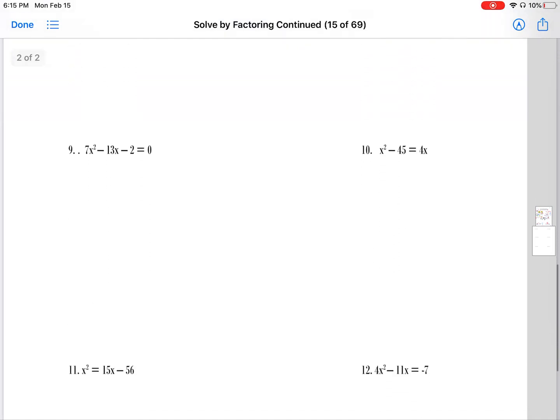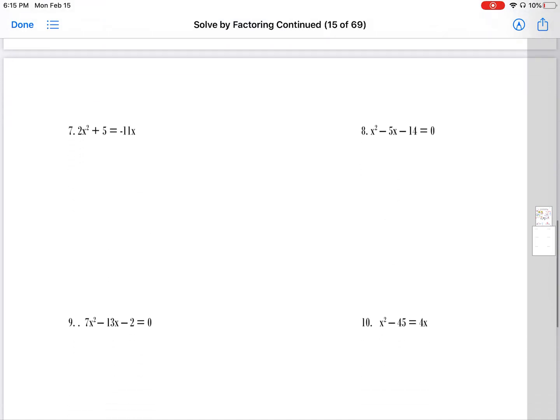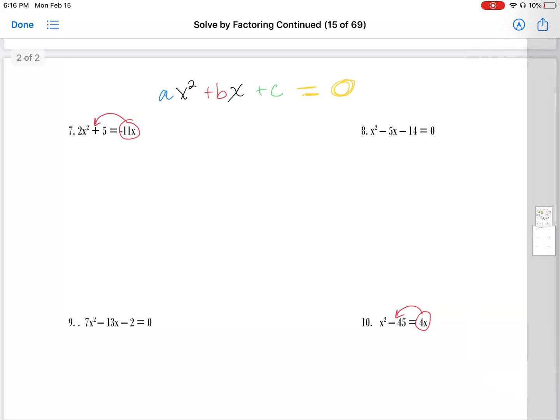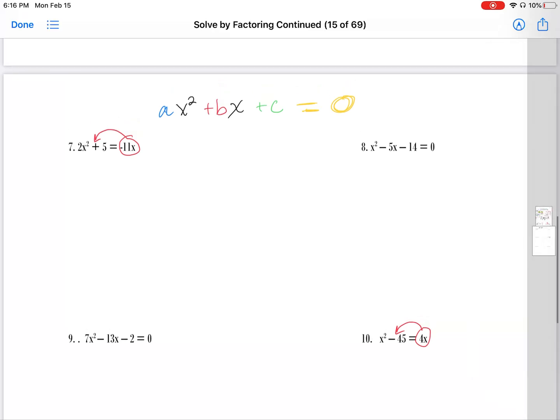Okay, and this last page is the same thing. On this last page, we are making sure that you have a number with your x squared. Then comes the number with your x. Then comes the number by itself, that's the constant. And it has to always equal 0. So get this in the correct form. Make sure that these are in the right form. Okay, so go ahead and factor and set these equal to 0, and then you'll get your answers from here.